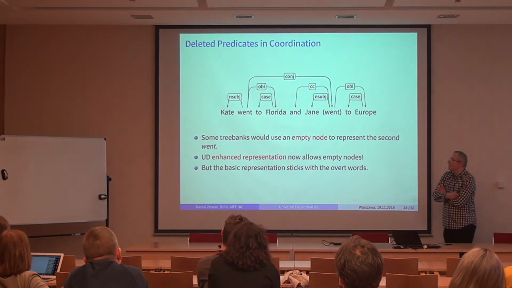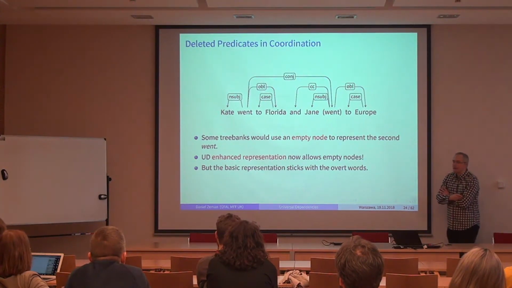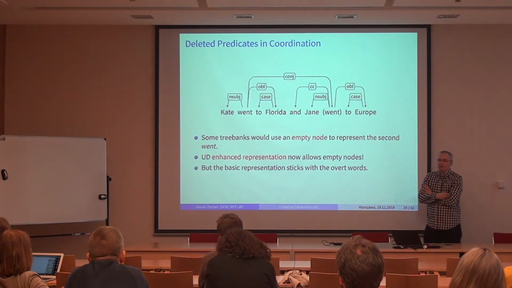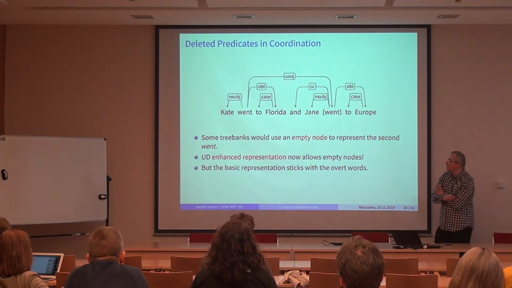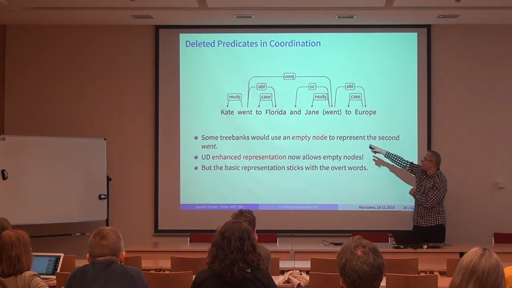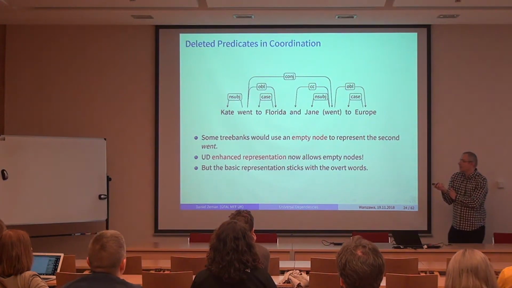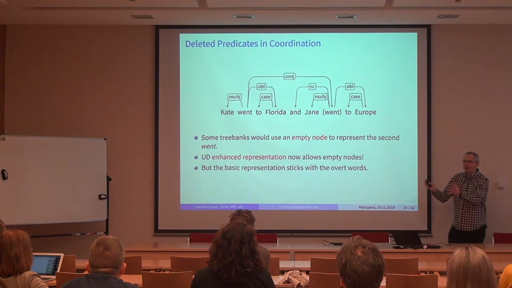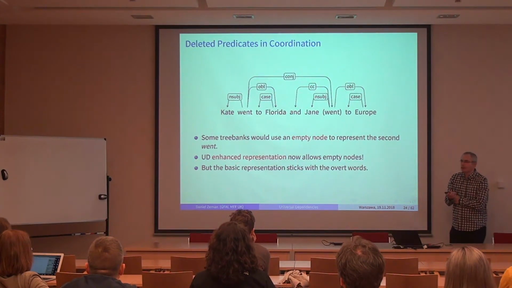Now, speaking about coordination, there's another interesting and complex or difficult phenomenon, and that's ellipsis. And in particular, one type of ellipsis that's usually referred to as gapping, where you have two predicates and the second one is deleted from the sentence, like in this example, Kate went to Florida and Jane to Europe. And it's understood like, and Jane went to Europe. And you would want to have the "went" there because you would want to attach Jane as its subject and to Europe as its adverbial modifier. But you can't if you don't have the node there. So that's a problem. The problem here is that you are missing the potential head word where you could attach stuff to. Some treebanks outside UD would have empty nodes to account for that.